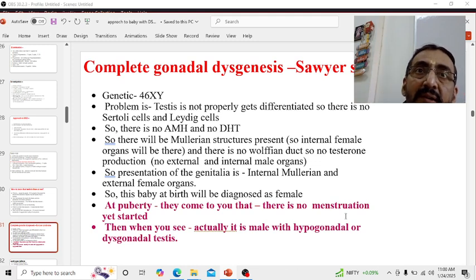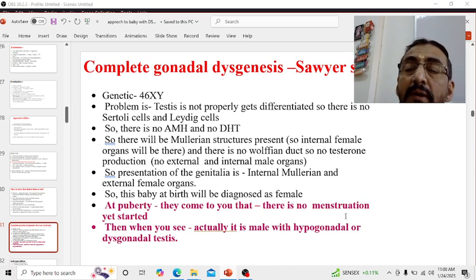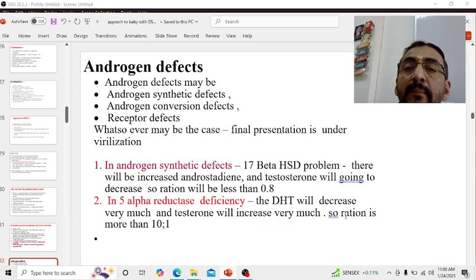Everybody believes that it is female. But when it reaches puberty, menstruation does not start because the hormonal axis is not there for that. It is complete gonadal dysgenesis. Then you come to know that actually it is male, with hypogonadal or dysgonadal testis. So this is one important problem.